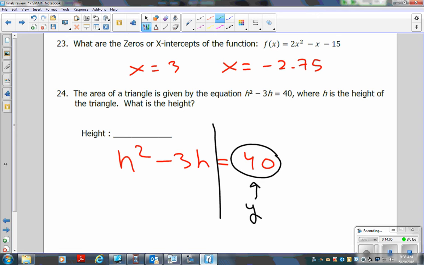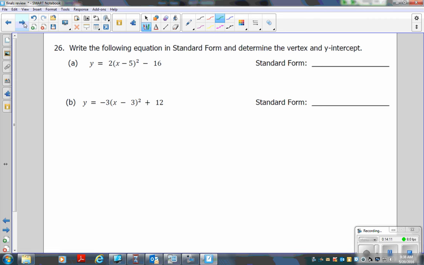And since they're talking about a height, it can't be negative. The height is the positive answer. All right, let's check these out.